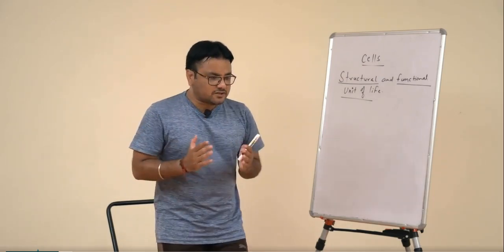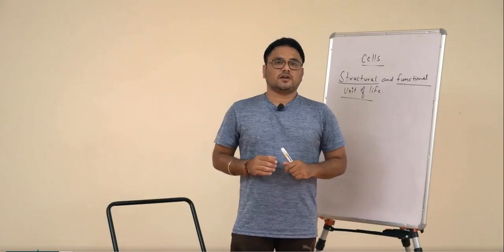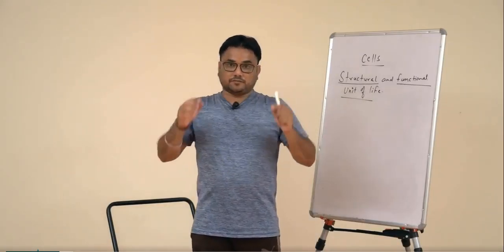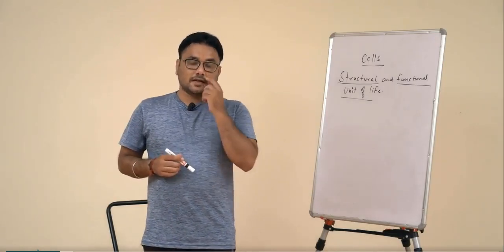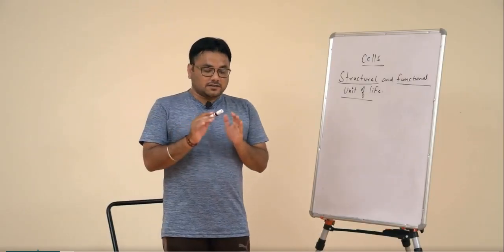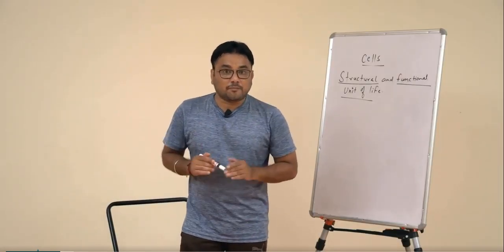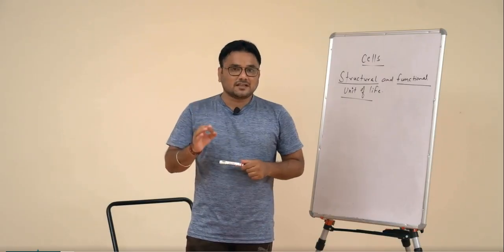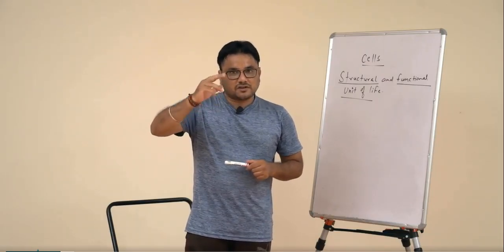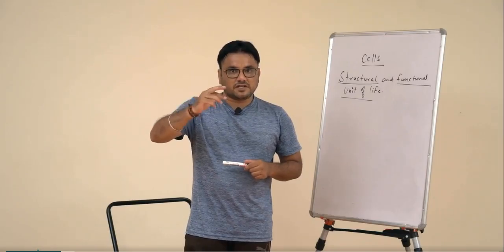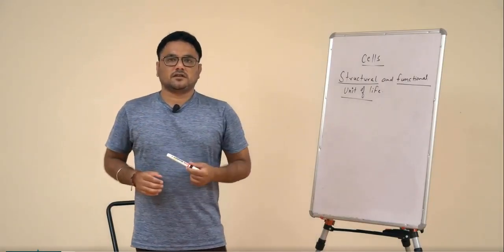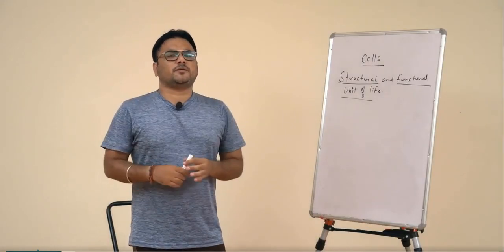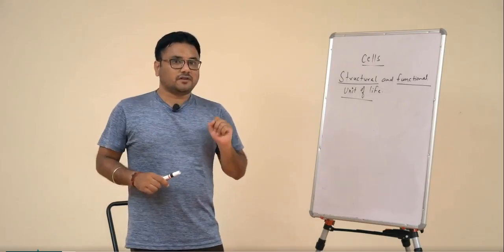Now, the next question arises here. How many cells do we have? So many, right? There is no fixed or constant number. The reason is, there is always degeneration, regeneration, degeneration, regeneration of cells. So we have so many cells in our body, but there is no constant number.